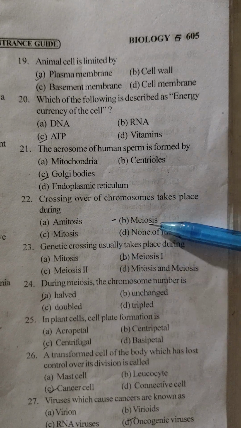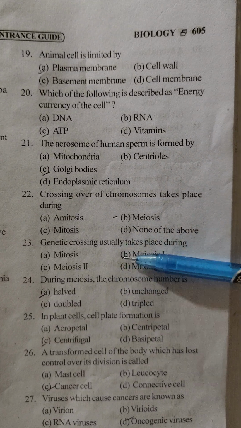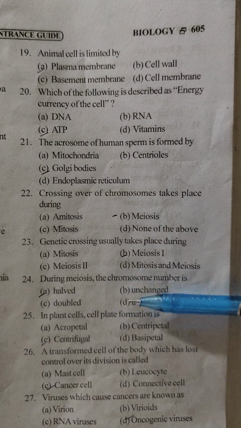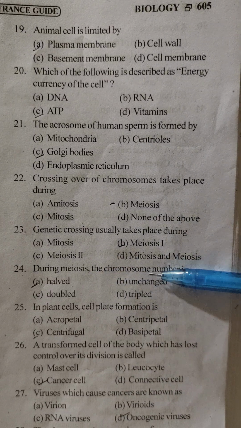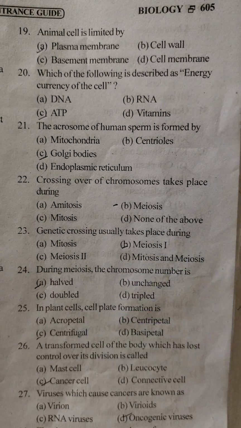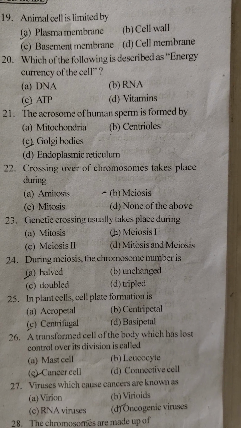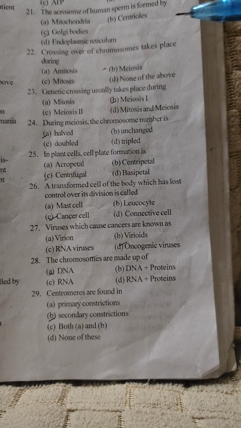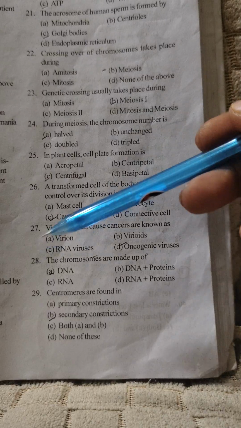Crossing over of chromosomes takes place during meiosis. Genetic crossing usually takes place during meiosis 1. During meiosis, the chromosome number is halved. In a plant cell, cell plate formation is centrifugal.